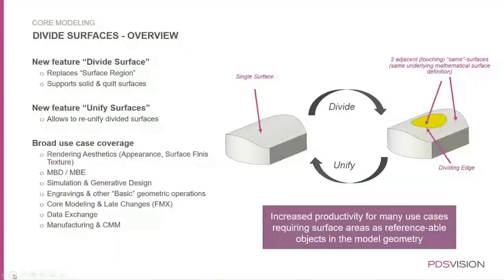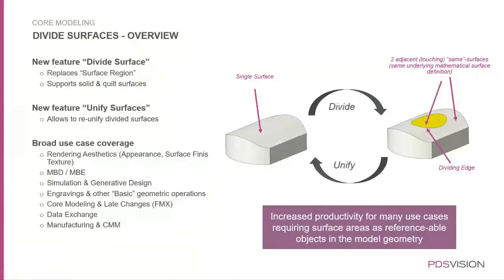Then one new tool for Creo Parametric is that with Creo 9 we do have this divide surface or unify surfaces. Basically what we do in here is, if you have an individual single surface, you can divide that using a projection to make different surfaces with exactly the same mathematical definition. And if you happen to have this, on the other hand, you can then unify them into one single entity. It depends on the case which one you might want to use.